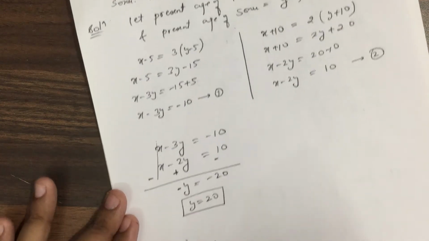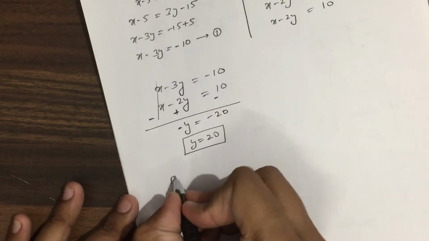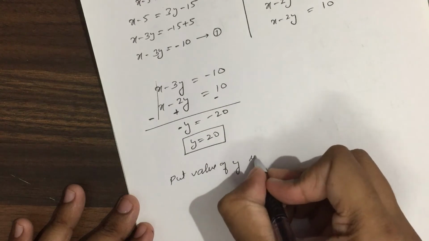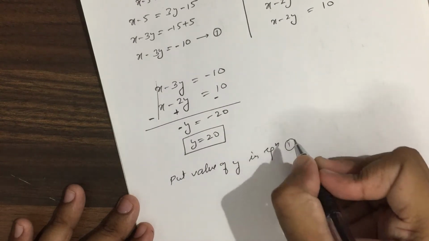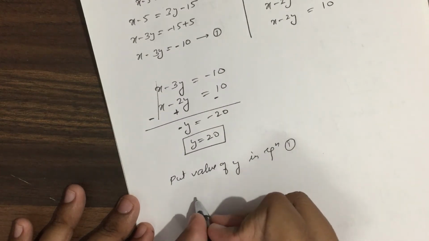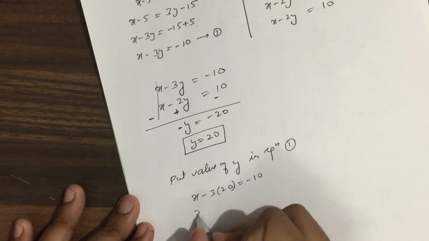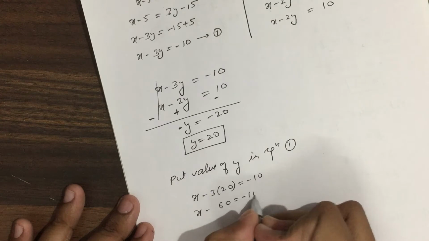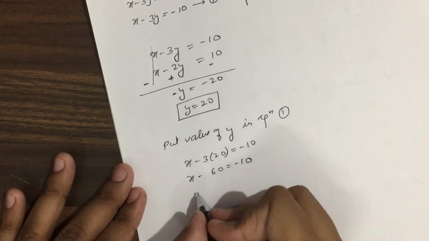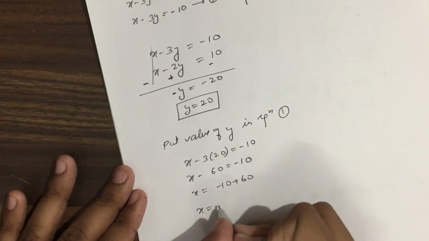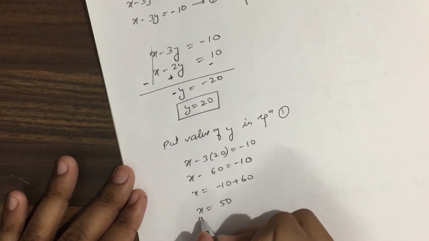Now put value of y in equation 1. What is the value of y? 20. x minus 3y equal to minus 10. x minus 60 equal to minus 10. This will give you x is equal to minus 10 plus 60. This will give you x is equal to 50.